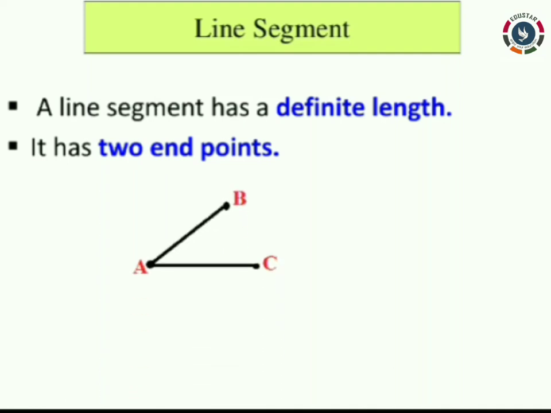Okay, look at this diagram. Here you are having 3 points, right? A, B and C. A and B is one line segment. Like that, A and C is another line segment. AB, if you consider it as a line segment, you are having 2 endpoints, right? A and B, the 2 points are called endpoints of the line segment.